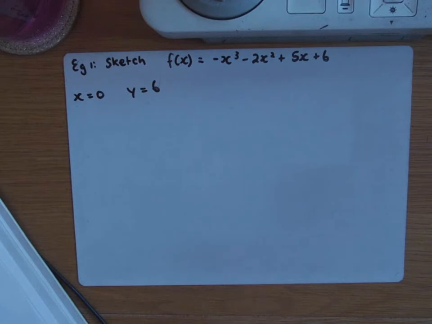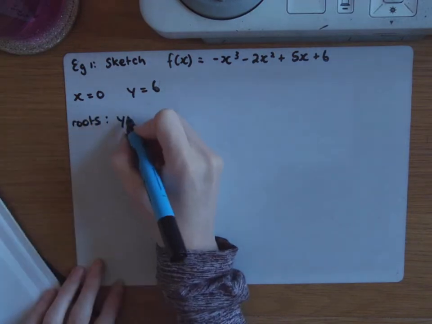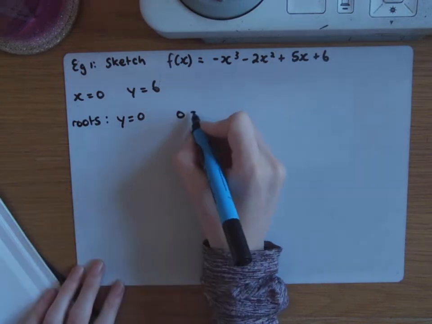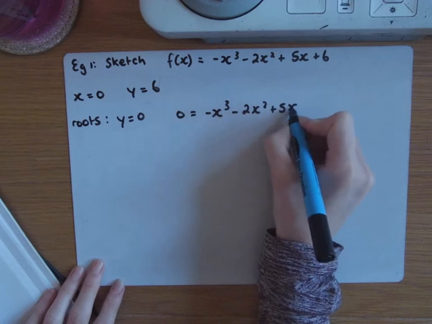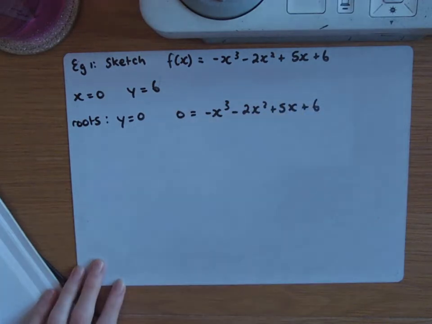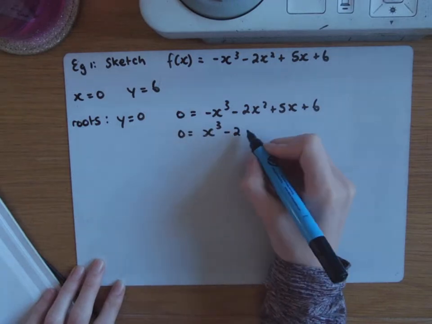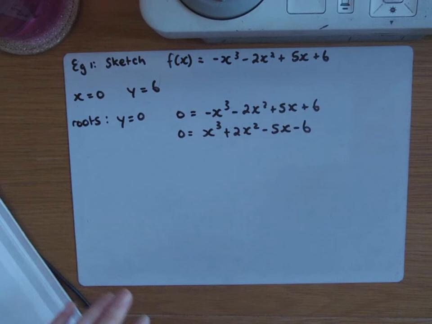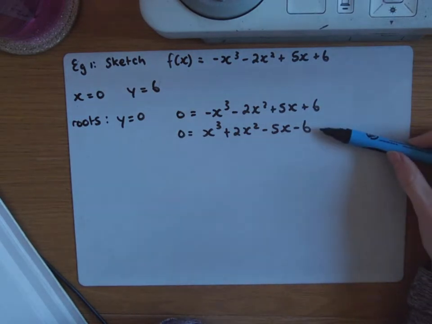So I know where it cuts the y-axis. Now I need to find the roots, okay? So the roots happen, we know, when y is 0. So we're going to be left with 0 equals minus x cubed... and I'm going to change all the signs. Okay, now, how do I find the roots of this?